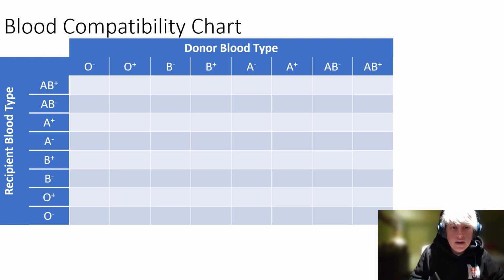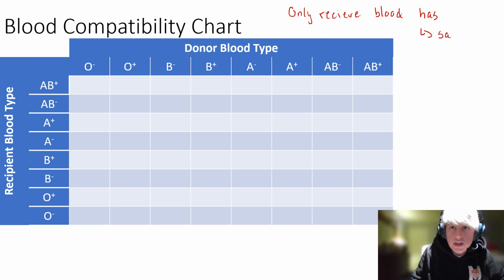What we have right here is our donor blood on top and our recipient blood on the side. One key thing about blood compatibility is that you can only receive blood that has either the same antigens that you have or is lacking antigens.